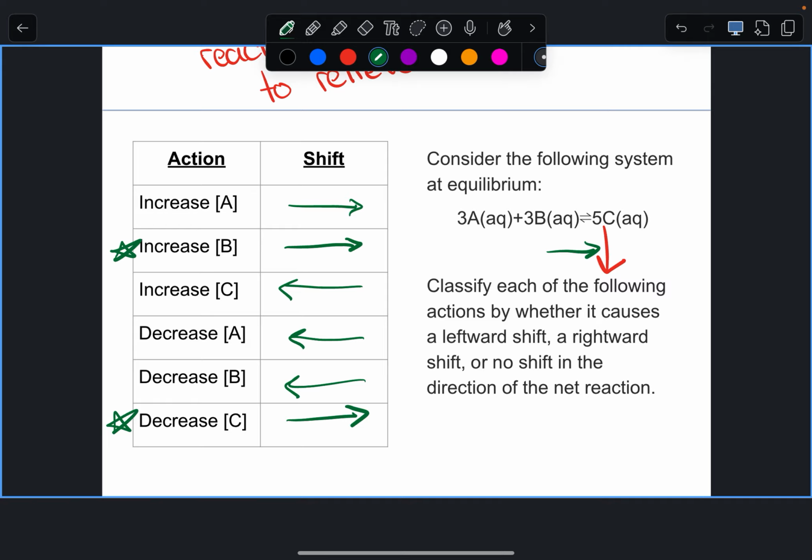Okay, so briefly to summarize it, these two are reactants, right? If I increase the reactants, they're going to get pushed towards products. So they shift towards the products to get rid of those extra reactants. If I decrease the reactants, A, B, the reaction's going to shift back to replace them.